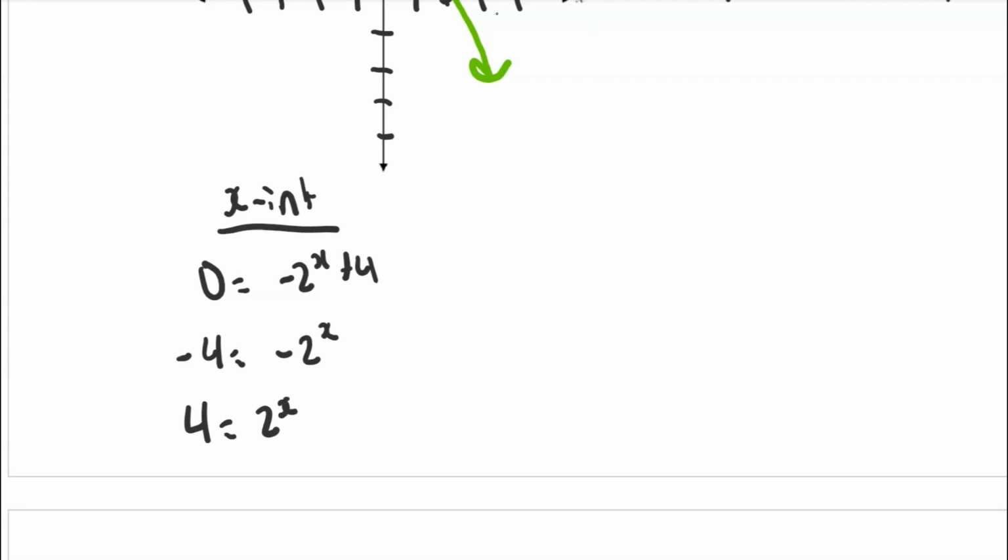Well, 2 times something gives you 4, right? So it has to be itself at some point. So 4 can be rewritten as 2 to the power of 2, which is equal to 2 to the power of x, which means x must be 2. So that's how we got that.